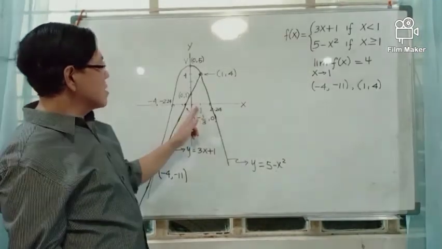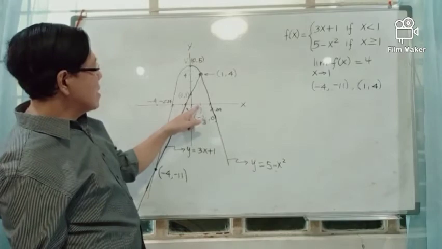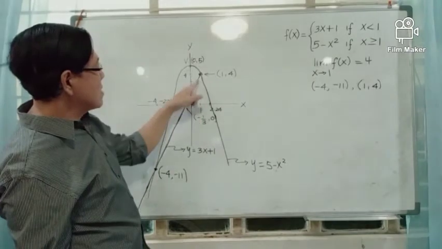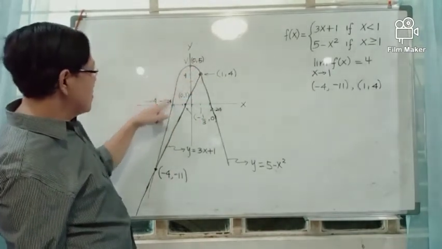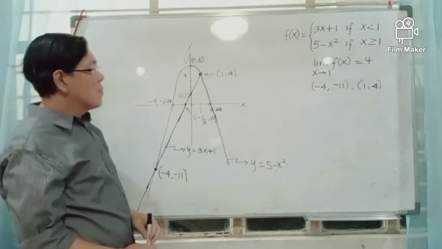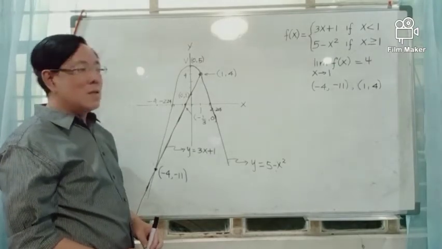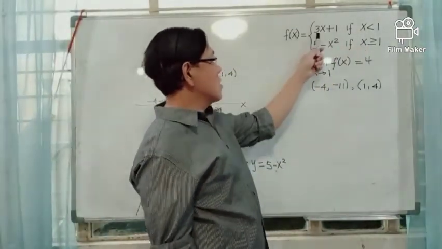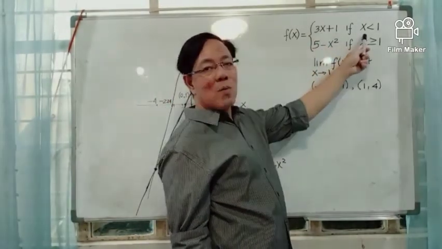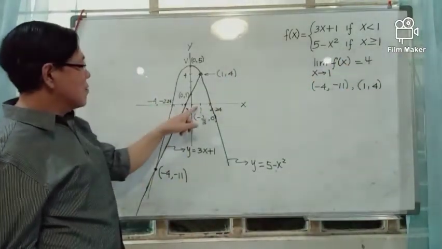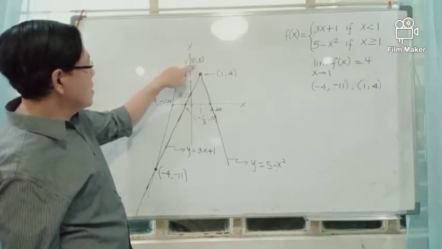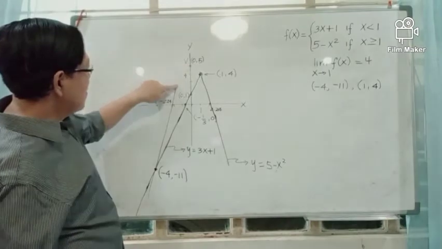But for x less than 1, the numbers less than 1 are the numbers to the left of 1. And for those values of x less than 1, we remove this part of the parabola. It is not part of the graph of the function for x less than 1. For x less than 1, the graph of the function is that part of the line with equation 3x plus 1 when x is less than 1. So for x less than 1, we remove this part of the graph of the parabola.